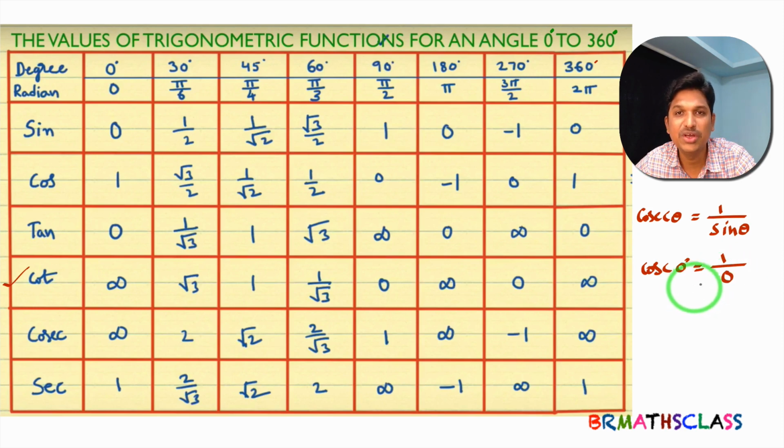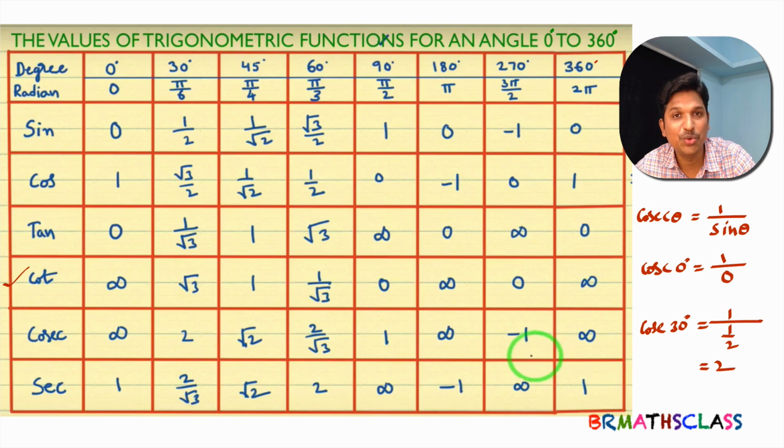1 by 0 is not defined. See here, cosecant 0 is not defined. Similarly, cosecant 30 degrees is 1 divided by sin 30 degrees. Sin 30 degrees value is 1 by 2. 1 divided by 1 by 2 is 2.